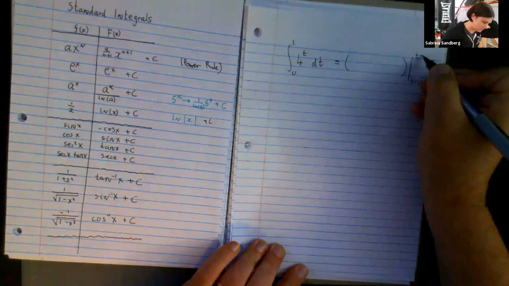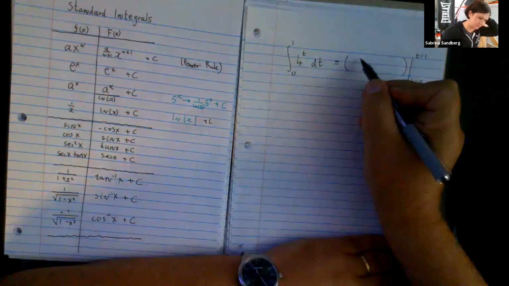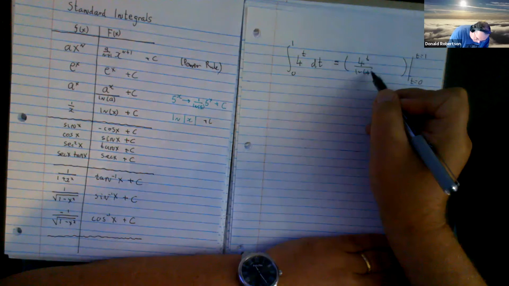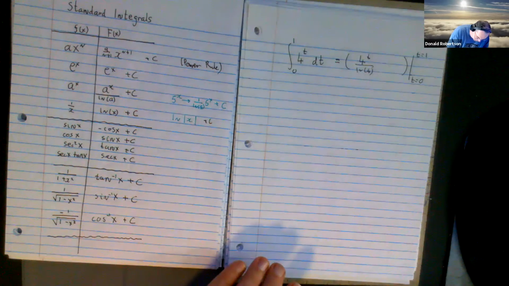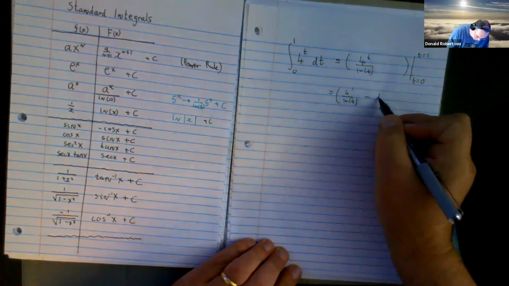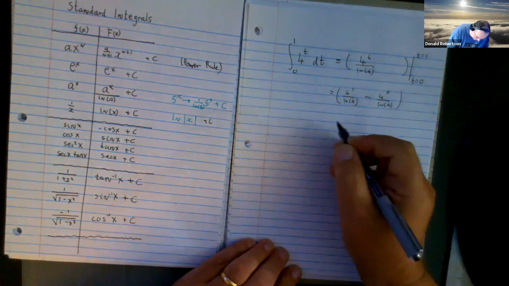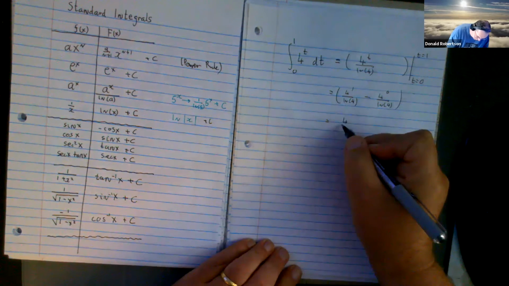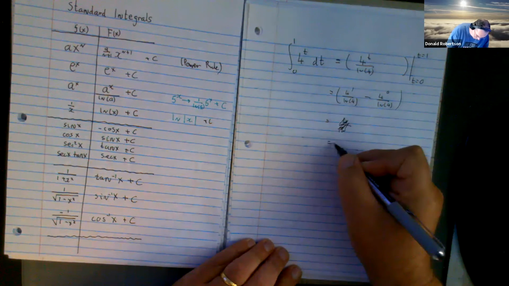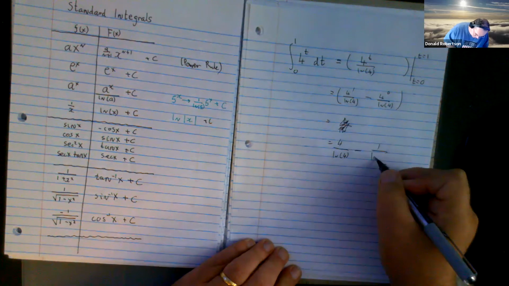That's going to be 4 to the t over the natural log of 4. Yep. Then I'll plug in my numbers. 4 to the 1 over log 4, take away 4 to the 0 over the natural log of 4. Well, that's 4 over the natural log of 4, take away 1 over the natural log of 4.